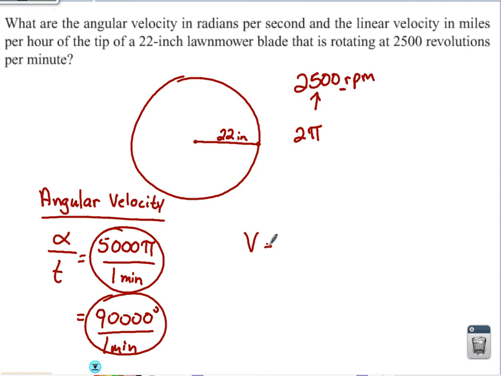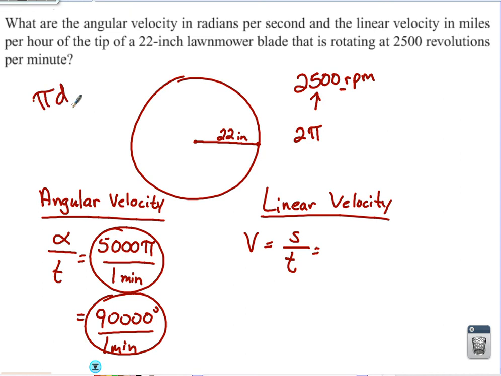Linear velocity V. Velocity is equal to displacement or arc length divided by time. So we've got to find out in that 1 minute our arc length. It's traveling 2,500 revolutions, but what is a revolution? A revolution is the distance from here all the way back around to here. So how do we do that? We can use that pi d coming up. Pi times diameter or 2 pi r.